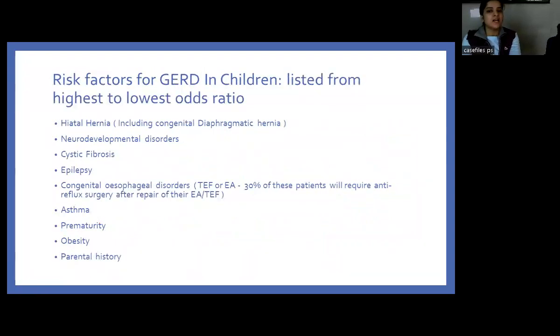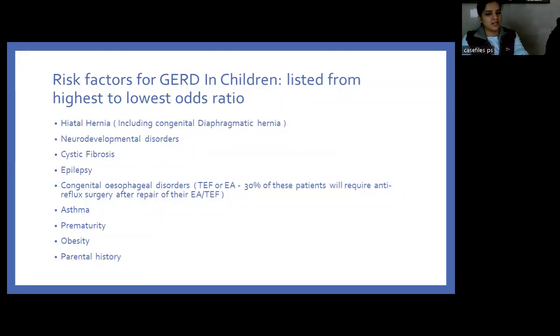Now, there are certain risk factors for development of GERD in children, the commonest being hiatal hernia, which is the most common risk factor responsible for the development of GERD. Hiatal hernia includes congenital diaphragmatic hernia. It is seen that among survivors of congenital diaphragmatic hernia, 15 to 20% of these cases require further surgery for GERD. Followed by hiatal hernia are neurodevelopmental disorders, then cystic fibrosis, epilepsy, and congenital esophageal disorders such as TEF or pure esophageal atresia. In the cases of TEF, 30% of these cases will require anti-reflux surgery after repair of their primary defect.